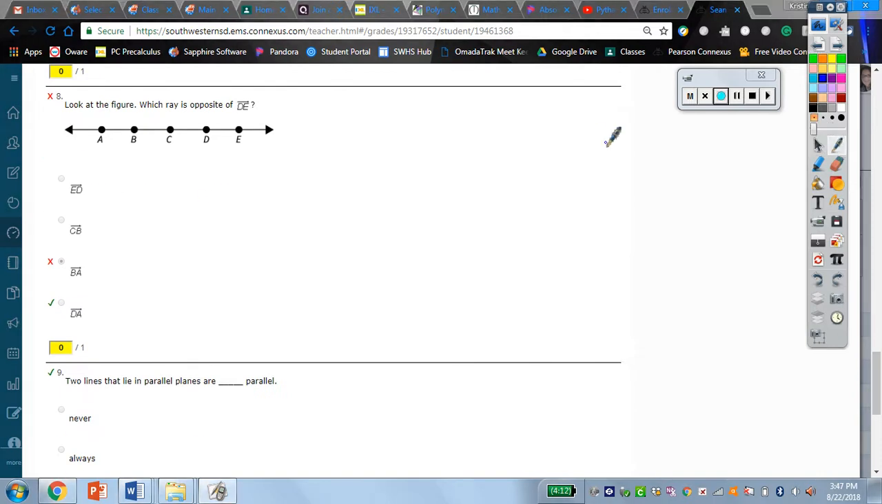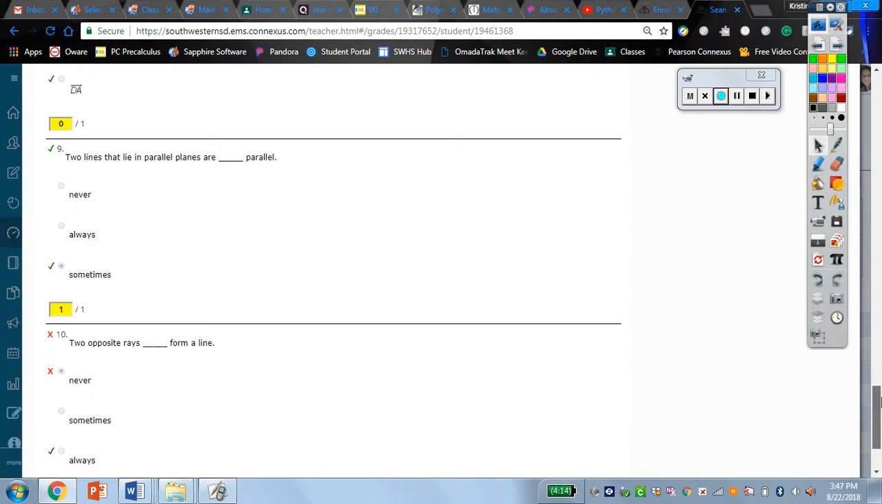Okay, so this question is a little bit different, but still dealing with rays. We have ray DE, so it starts at D and then moves towards E. The ray opposite it would have the same starting point and move in the opposite direction. So it would start at D and then go to C, B, or A. Any of those letters would work. The only option down here is A. So it starts at D and goes towards A. But an opposite ray starts on the same point that your original ray did.